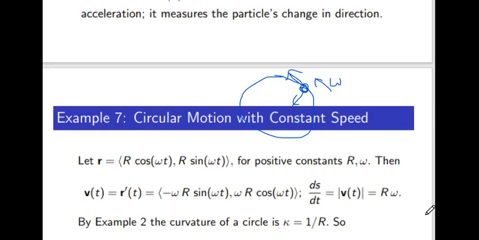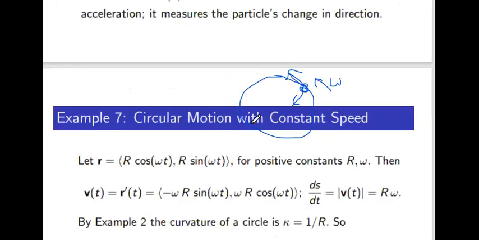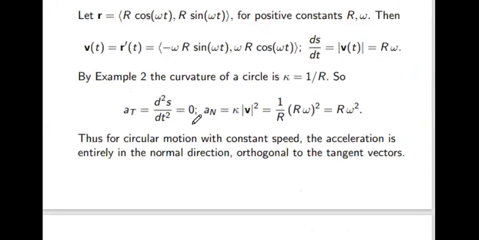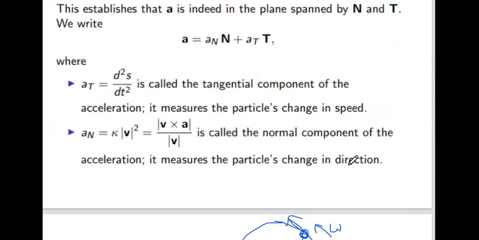There is no t term, which means this speed does not depend on the time, right? So when you differentiate this one again, what happens to this term? This term becomes 0. Then there is no tangential component of acceleration for circular motion. There is no tangential component of acceleration, but it has a normal component. Let's find that.